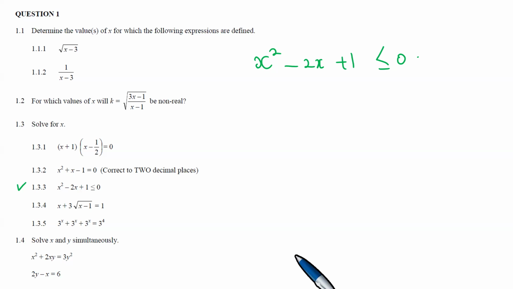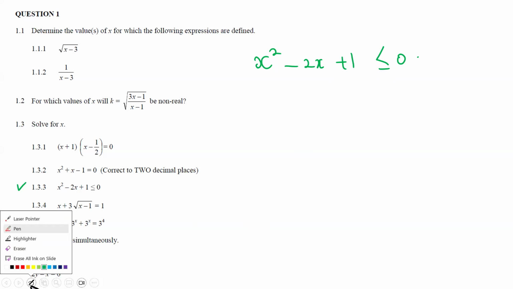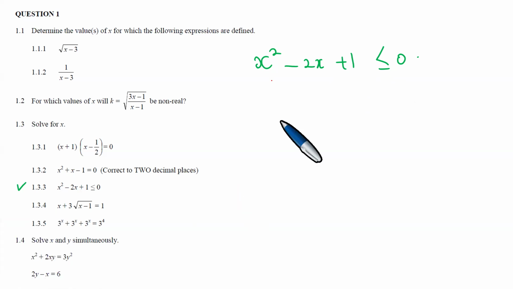Sir, yes. Which question? It's 1.3.3. This one: x squared minus 2x plus 1 is less than or equal to 0. That's the question you should do, exactly this one.